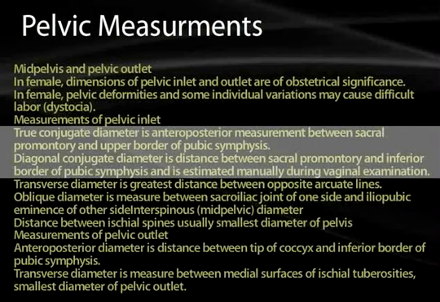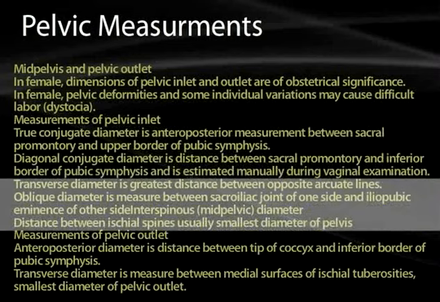A diagonal conjugate, which will measure the distance from the sacral promontory to the inferior border of the symphysis. And then the transverse diameter, which will be the greatest distance between the opposite sides of the inlet. The oblique diameter, which will be between the sacroiliac joint and one side of the iliopubic eminence. And then the distance between the ischial spines, which is easily palpated during exam.